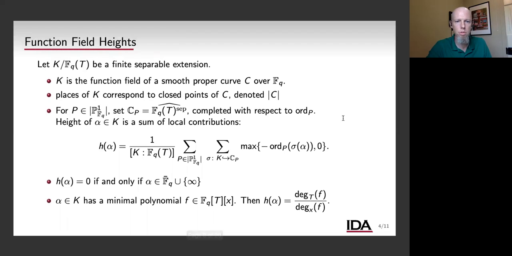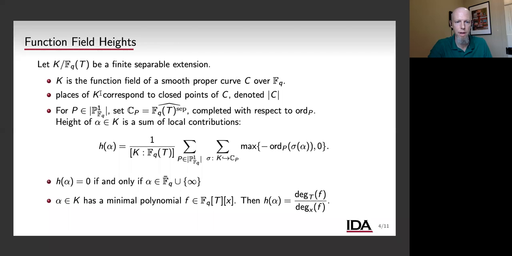Okay, so let's talk about function field heights. There's sort of a lot going on in this slide, so I'm going to kind of guide you through the highlights. So first of all, we're going to let K be a function field, which for me is going to be a finite separable extension of F_q(T). Right? Now, plugging the geometry in immediately, what we know is that K is the field of rational functions of some smooth proper curve over F_q, right? And writing down this extension actually gives you a map from C to the projective line, okay?